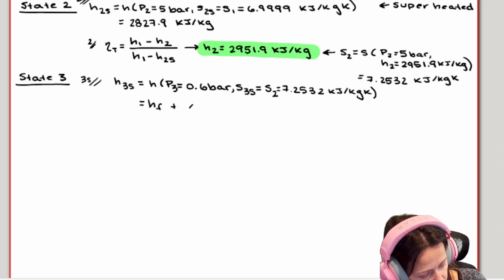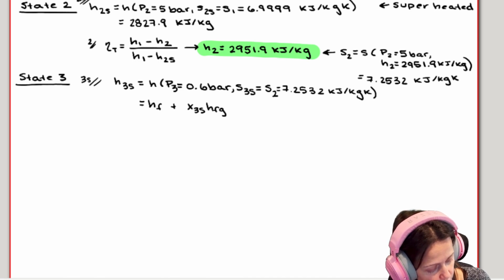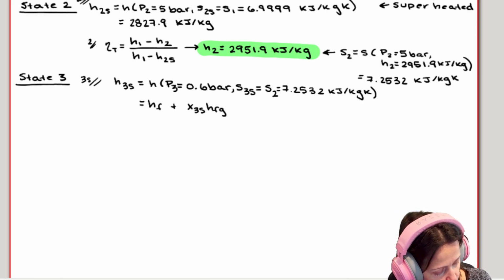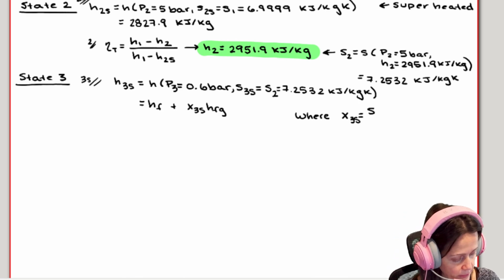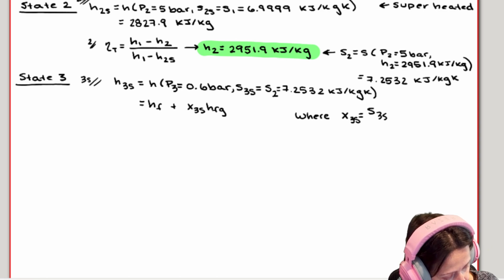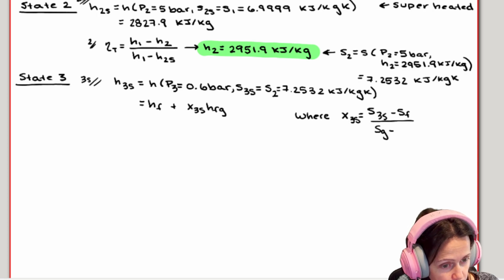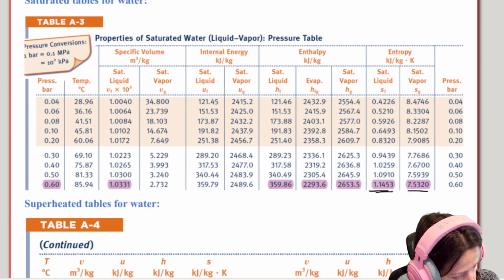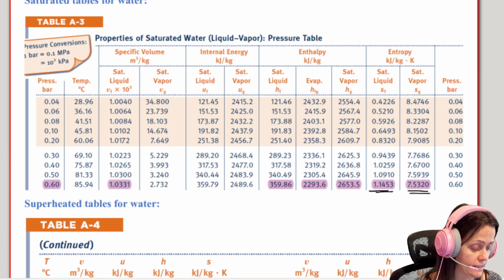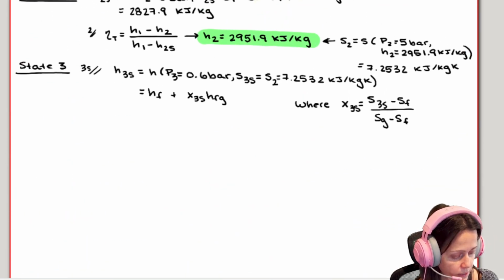H sub F plus quality times H sub FG. I do have an H sub FG value, and of course my quality here can be found from my entropy value. So for an isentropic process, this is going to be S at state 3S minus S sub F over S sub G minus S sub F. And so, of course, those values can be found. This is your S sub F and S sub G. So I can at least plug that stuff in.